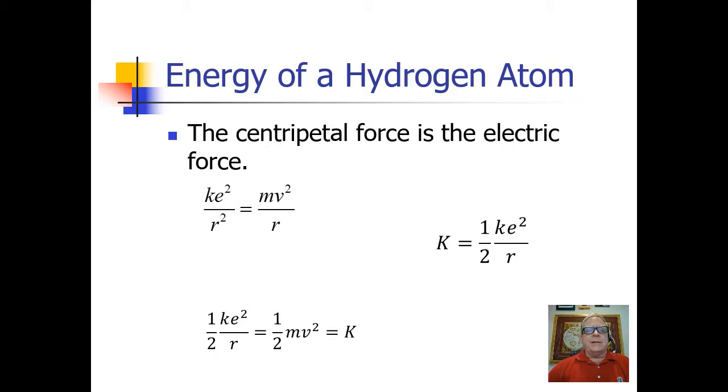So we just equate the Coulomb force, ke squared over r squared, to the centripetal force, and we do some manipulation, and we notice that if you multiply both sides of that equation by a half, and you get rid of one of the r's in the denominators, you're left with 1/2 mv squared on one side, which is the kinetic energy. So this shows us that the kinetic energy of this electron going in a circular orbit is 1/2 ke squared over r.